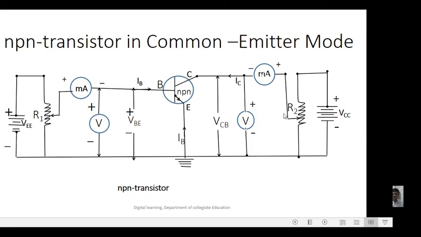Here R1 and R2 are the potentiometers. Here the transistor is an NPN transistor, for example BC107.